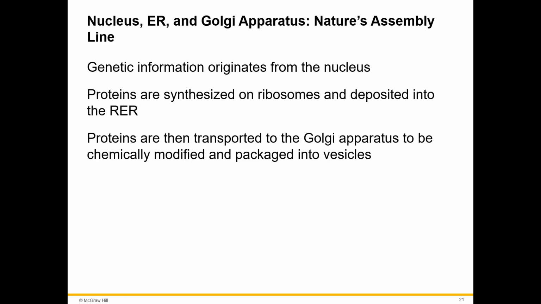The nucleus, endoplasmic reticulum, and Golgi apparatus are nature's assembly line. Genetic information originates from the nucleus. Proteins are synthesized on the ribosomes and deposited into the rough endoplasmic reticulum. And then proteins are transported to the Golgi apparatus to be modified and packaged into vesicles.